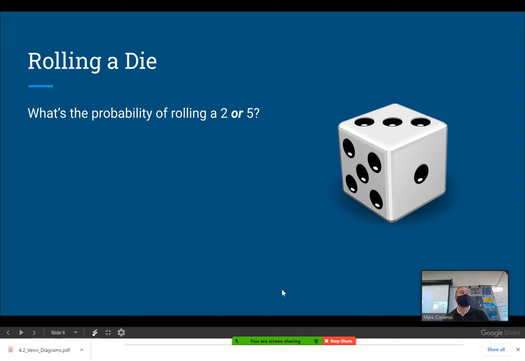What are my options here? I have 2 or 5. There's 2 different options. Out of how many total solutions? There's still only 6 solutions, right? There's only 6 sides on the die. So there is 2 out of 6, which is 0.333 repeating, 1/3, 33.3%.